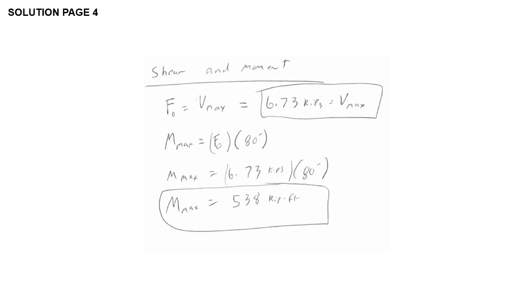Now that we have our F naught, we can do our shear and our moment calculations. Our F naught is equal to V max, so therefore our V max, our max shear, is 6.73 kips. That's straightforward. And from there, our max moment is equal to F naught times the distance, force times the distance of 80 feet here. So we have our F naught in kips and our distance in feet, 6.73 kips times 80 feet. Our max moment is then calculated to be 538 kips times feet.